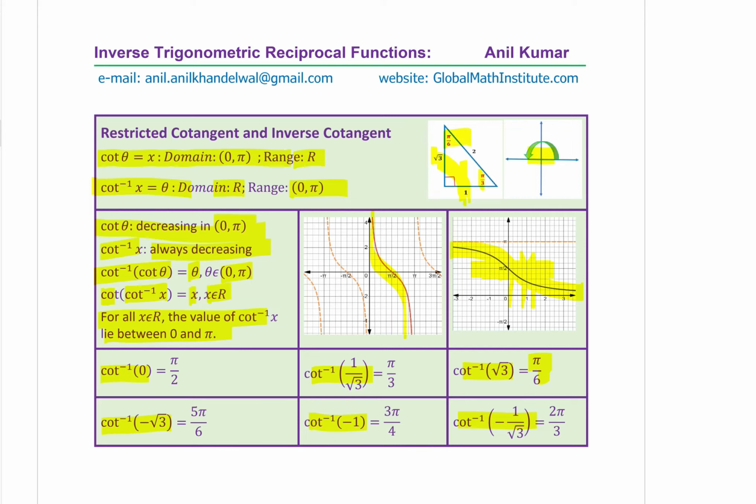Now, when we talk about cotangent inverse of minus square root 3, in that case, we are in quadrant 2. So in quadrant 2, we are looking for an acute angle. Cotangent is square root of 3 means this. So we are looking for an acute angle pi by 6. So that gives you, let me just sketch this here.